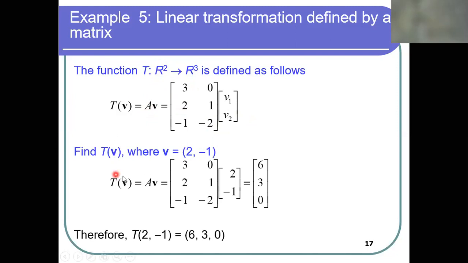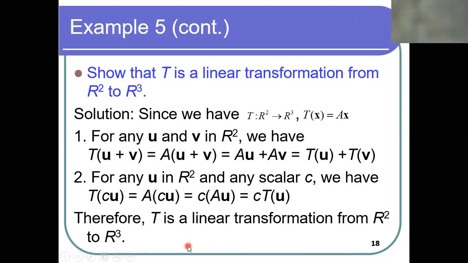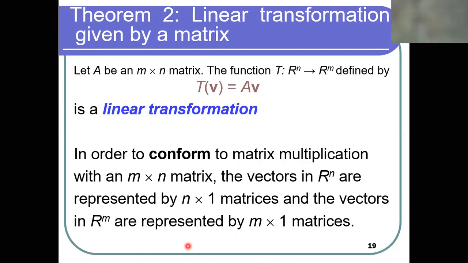So find T of V where V is (2, -1). You just put this in, and you will get three tuples. So a 2-tuple is mapped onto a 3-tuple. It means that an element of the plane in 2 dimensions is mapped onto an element in 3 dimensions. So dear student, take this as homework, example number 5, and just read it out.